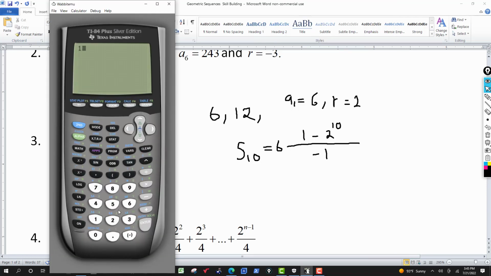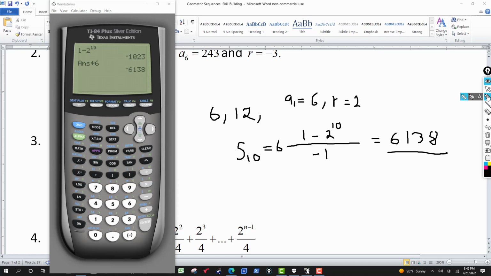So let's do it this way. I'm going to do the numerator first: 1 subtract 2 to the 10th power. I get this. I'm going to multiply that either way here, times 6 and then divide by negative 1. So you can see this is just going to give me 6,138. That's the sum of the first 10 terms.